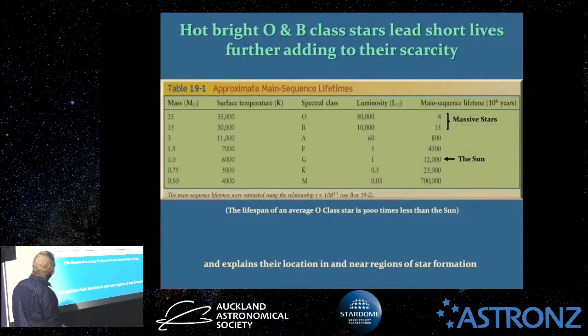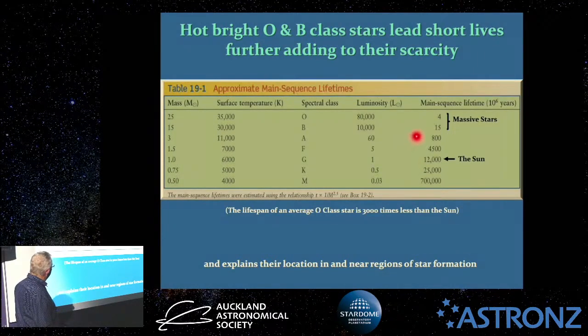I put this one in here, so that's one reason why they're rare, because there's not many of them made. But another thing that makes them very scarce is they don't live very long. And I put this table in here, and this just refers to main sequence stars. Here's one solar mass, so that's our sun. Our sun will spend about 12,000 million years on the main sequence, which is about 12 billion years, of course.